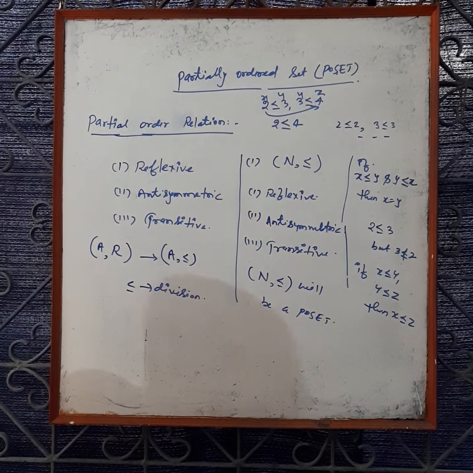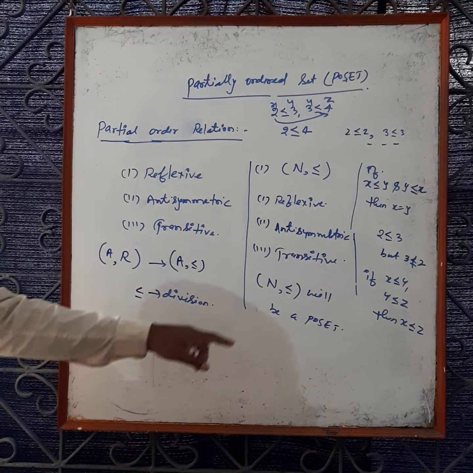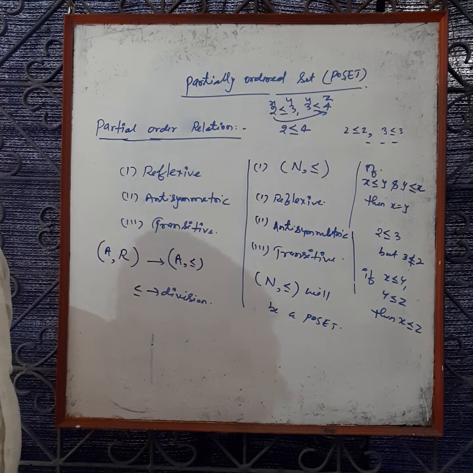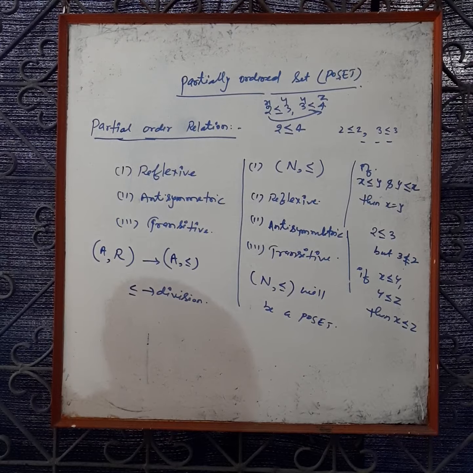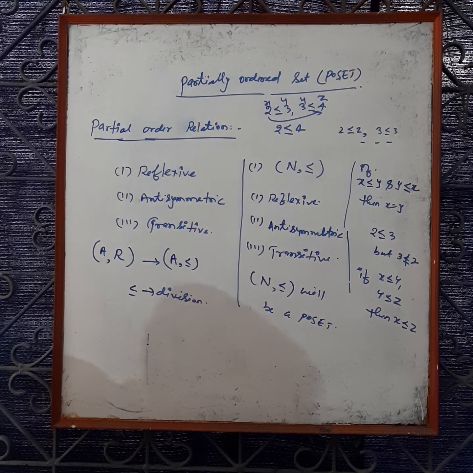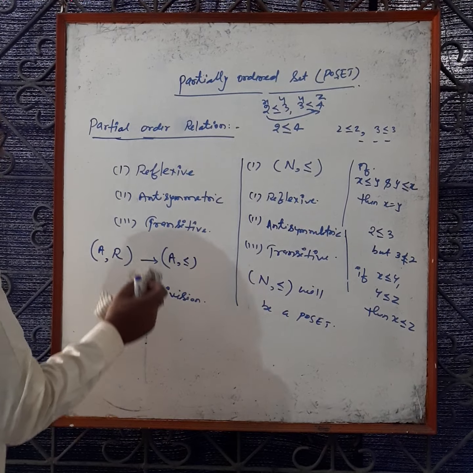When we prove a poset, it is necessary to show that the given relation is a partial order relation. If it follows three properties, reflexive, antisymmetric and transitive, then it will be a poset, otherwise not. Next we take another example, a most important example.